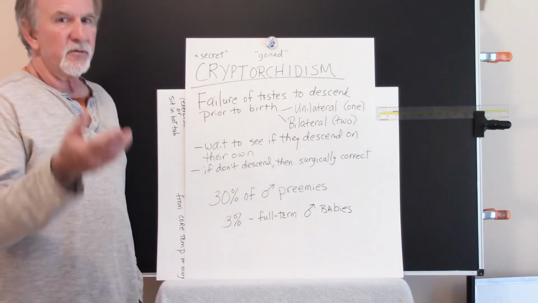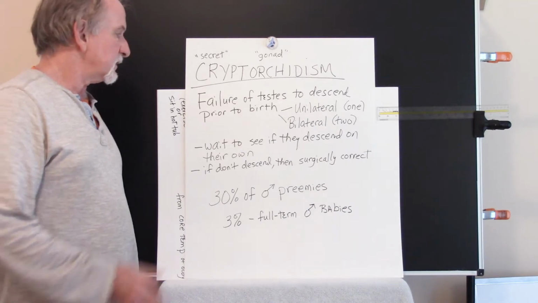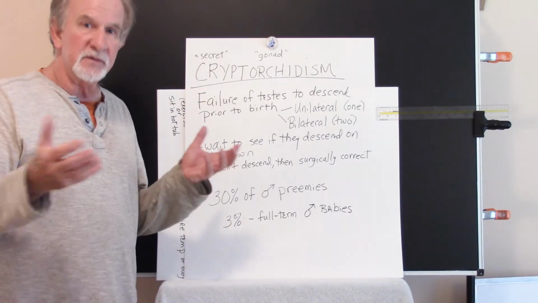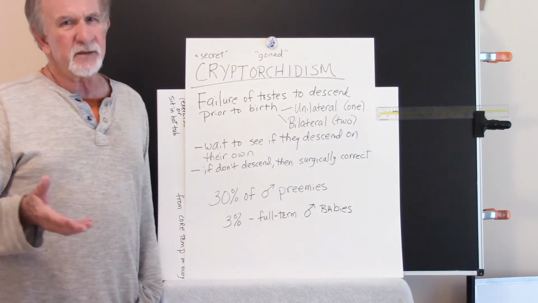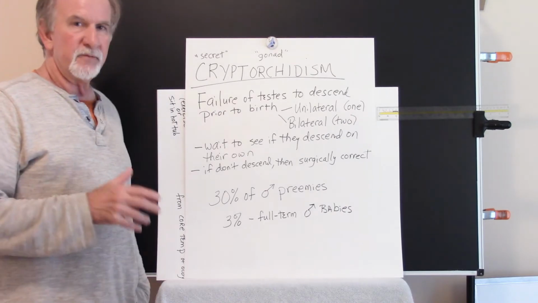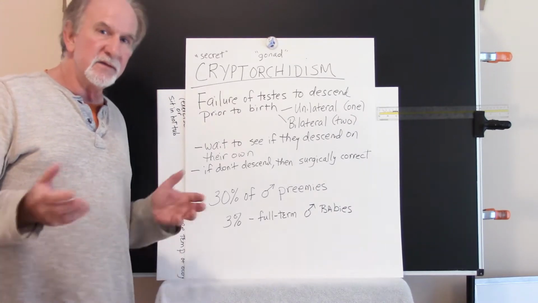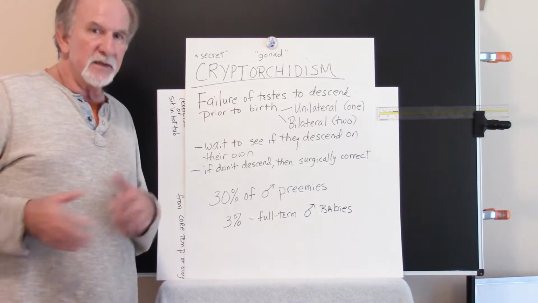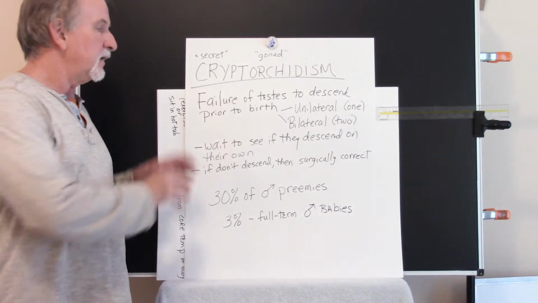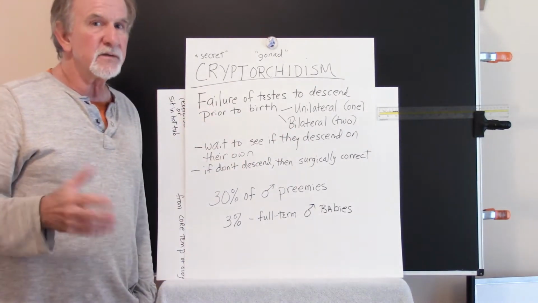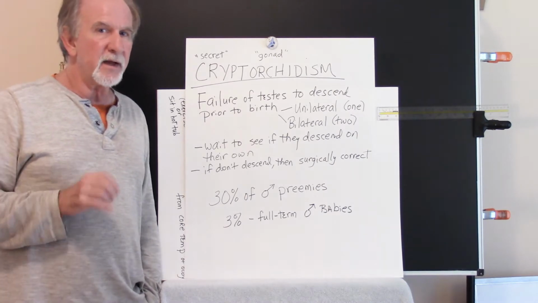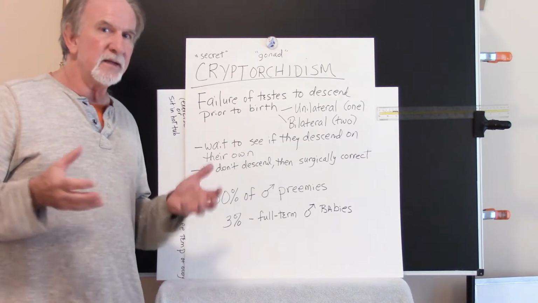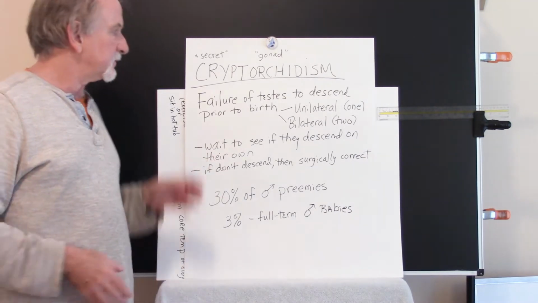So generally what you do is simply wait after birth to see if the testes will descend on their own. And that's particularly the case with the preemie. If you find that after a while the testes don't descend on their own, then this condition of cryptorchidism can be surgically corrected. You want to surgically correct it because, again, spermatogenesis won't produce viable sperm if the testes remain in the abdominal cavity throughout life.